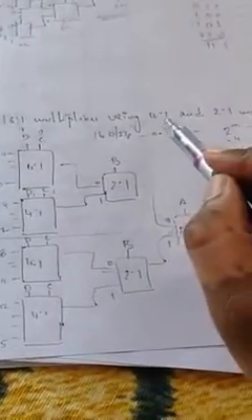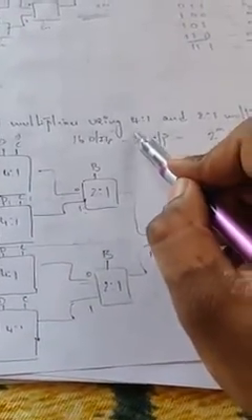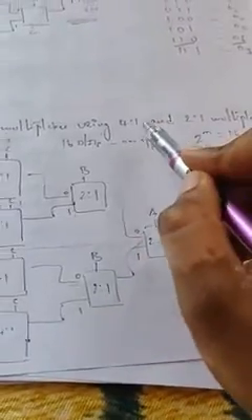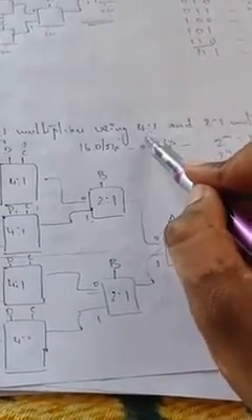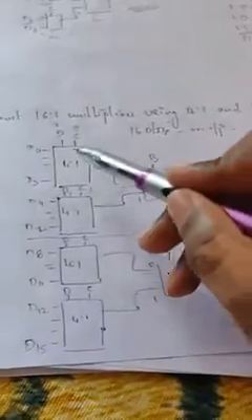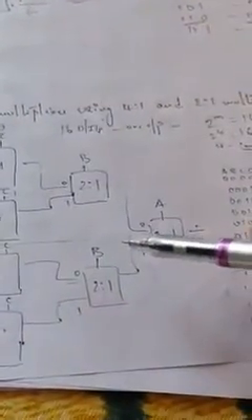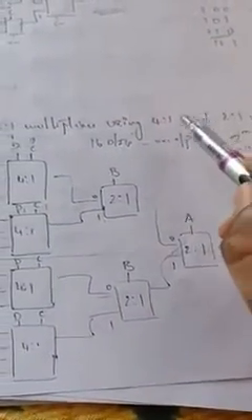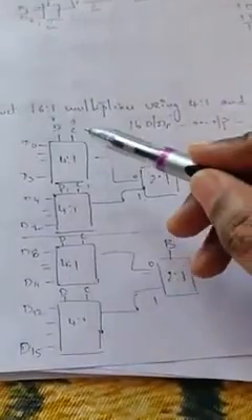If they specify 2:1 in the question first, then 2:1 first, then 4:1. In the given question, they have specified using 4:1 and 2:1. So I used 4:1, then I went with the 2:1. If they specify 2:1 and 4:1, then start with the 2:1 multiplexer, then go with the 4:1 multiplexer. Okay.